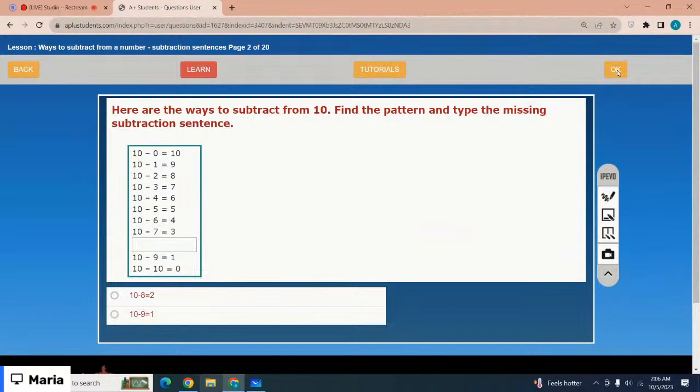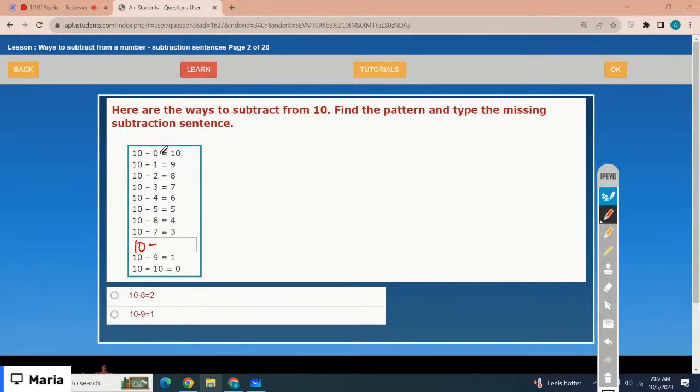Okay, here are ways to subtract from 10. Find the pattern and type the missing subtraction sentence, right? So you have to do the same way. You can see here the first one, the complete line, is 10 because you're subtracting from 10, right? 10, 10, 10, 10, 10. So that means this one is also 10, right?